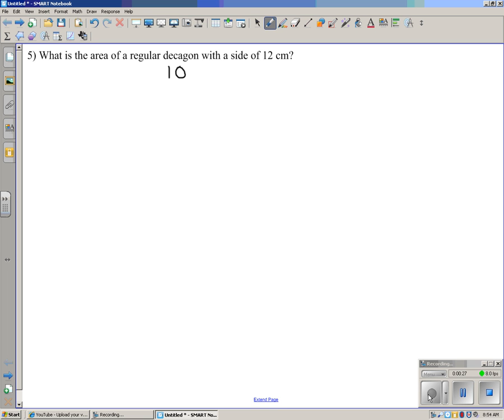Okay, our formula, again, for the area of any regular polygon is 1/2 apothem times perimeter. Well, if we look at this one, it's not the worst case scenario. Since it gives me the side length of 12, I know that the perimeter of this object is just 12 times 10. So that's going to be 120. So I've got half of what I need already. The difficult part is going to be finding out what the apothem is.